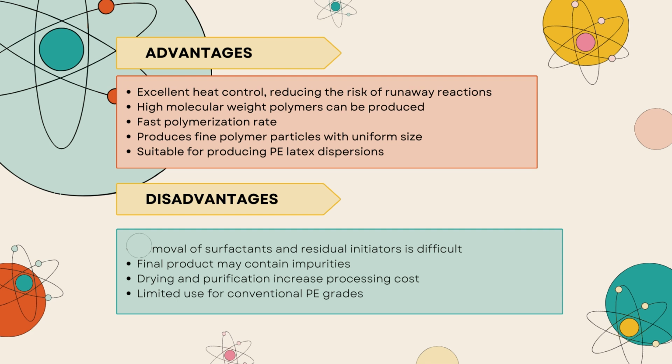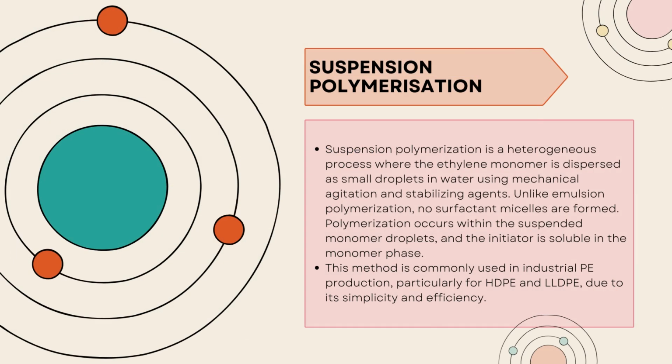The applications that can be used in PE are adhesives and coatings, polymer latex, surface coating, specialty film, and emulsion. Then we go to the next slide. It is suspension polymerization.